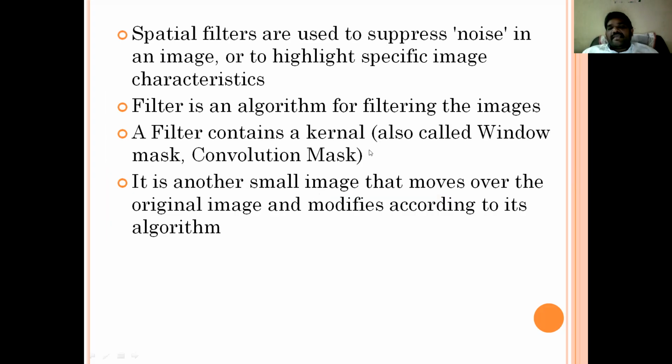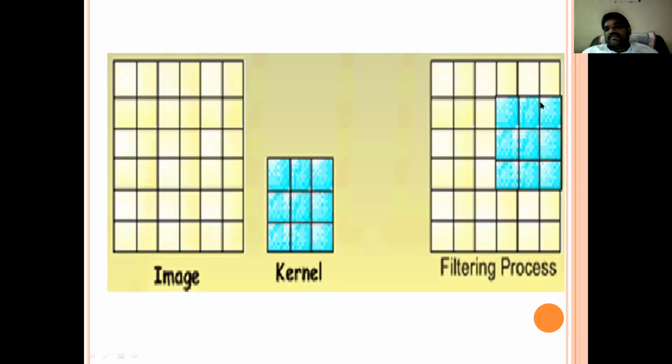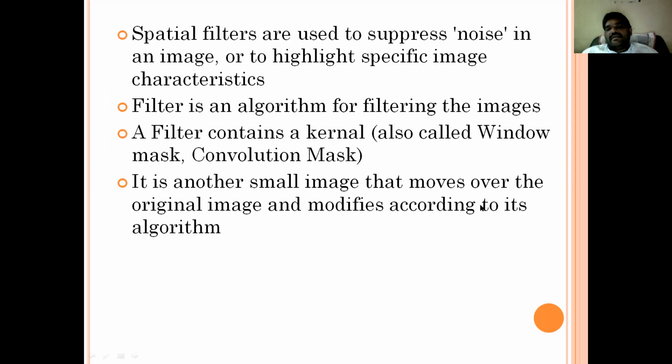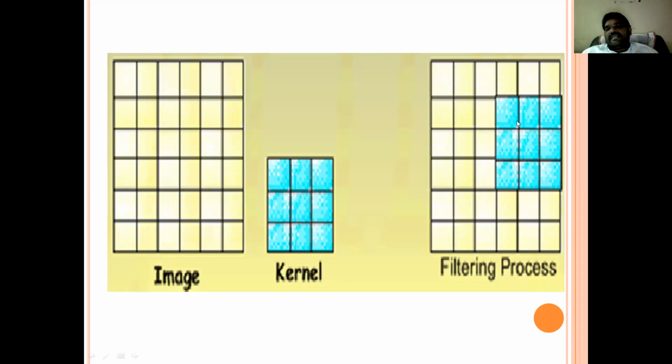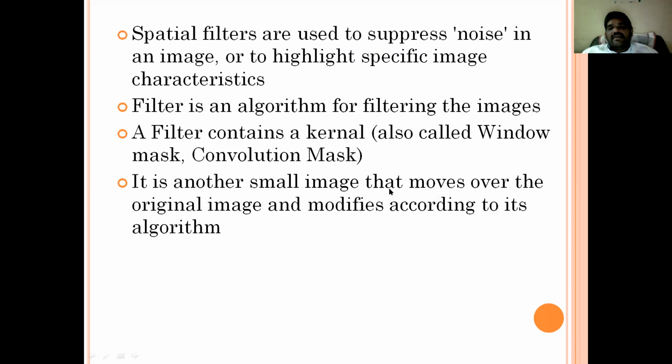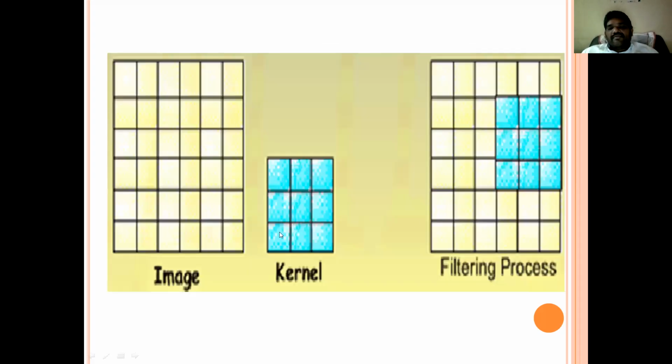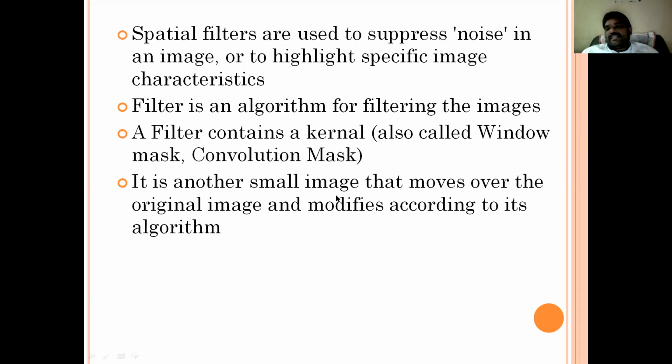A filter contains a kernel, also called a window mask or convolution mask. It is another small image that moves over the original image and modifies it according to its algorithm. Which algorithm? What is the algorithm? We'll discuss. First, you must know what spatial filtering is.